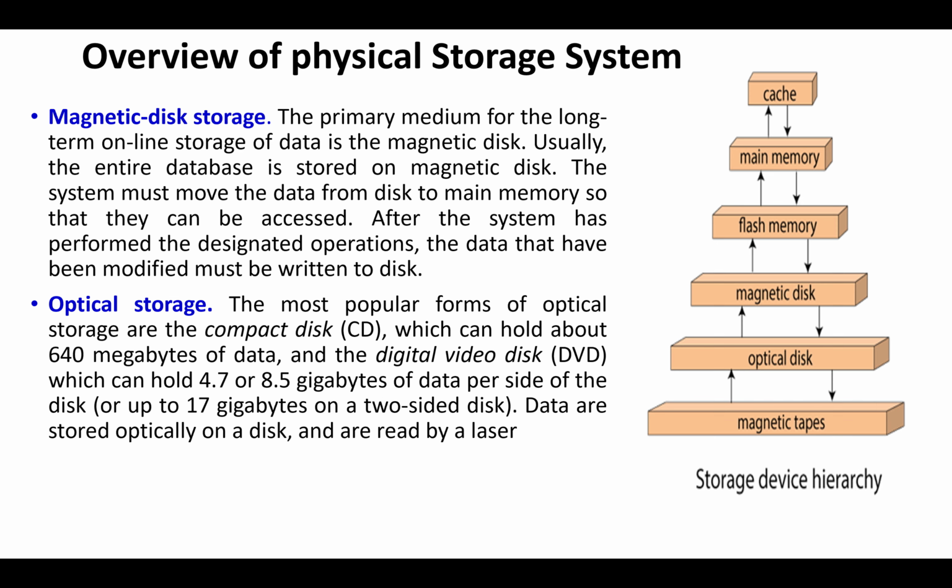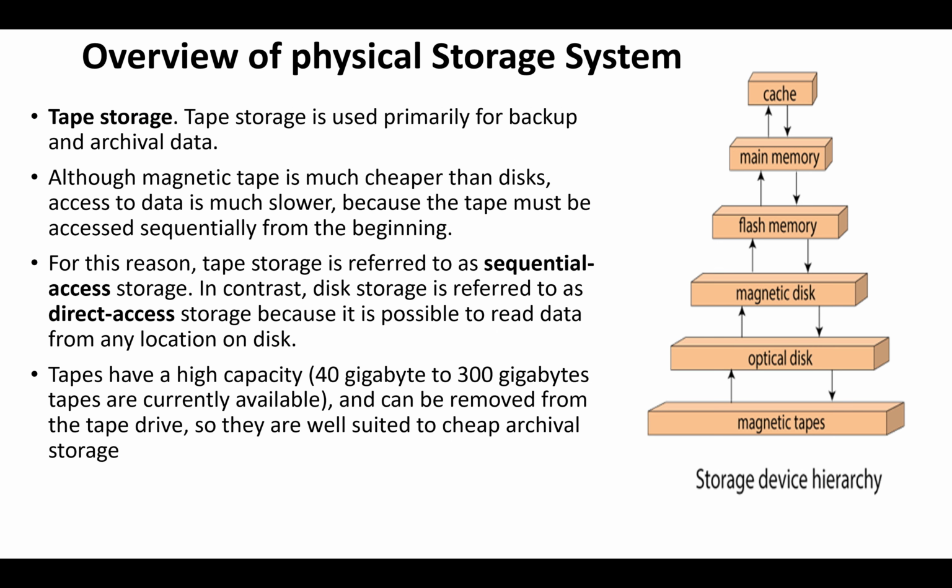The next is optical storage. The most popular form of optical storage is the compact disc, also called CD, which can hold about 640 megabytes of data, and the digital video disc, called DVD, which can hold 4.7 to 8.5 gigabytes of data per side of the disc. Data are stored optically on the disc and are read by a laser.